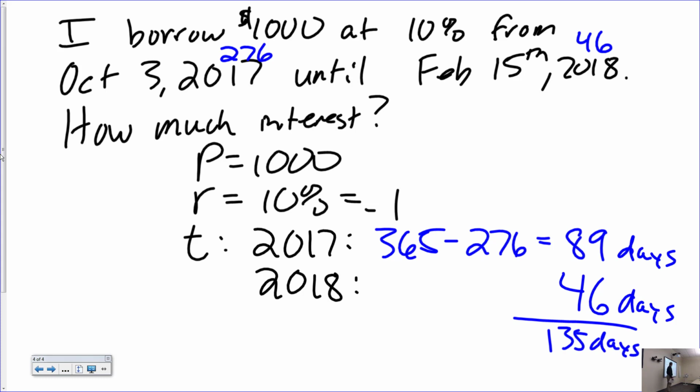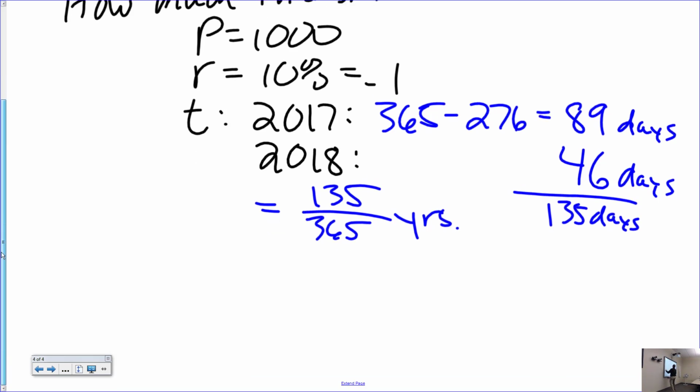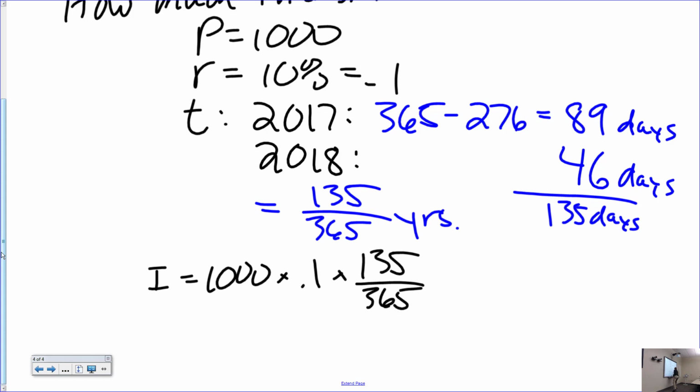All right? And again, don't forget to convert it to years, and since I didn't say ordinary, now it's 365, and now it's back to our being a calculate the interest problem. So I is going to be 1,000 times 0.1 times 135 over 365. How much interest did I end up owing? $36.99. Does everyone agree?